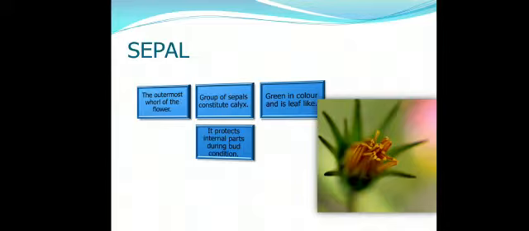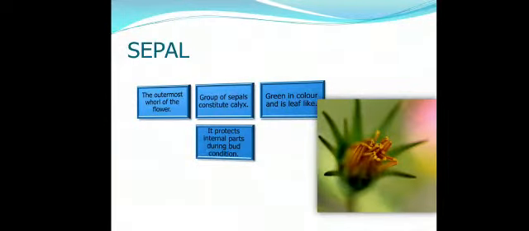Now the second whorl is petals. These are the bright colored part of the flower, that is petals. They protect the reproductive parts which lie inside the flower. Their function is, because of their bright color, they help in attracting insects for pollination. All the petals taken together are also called corolla.